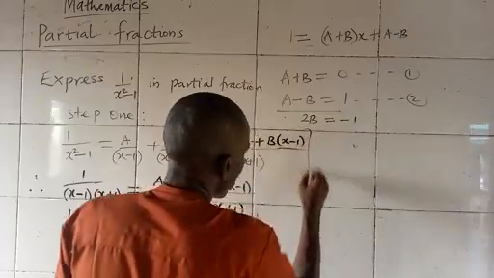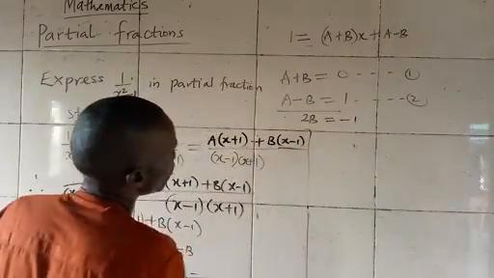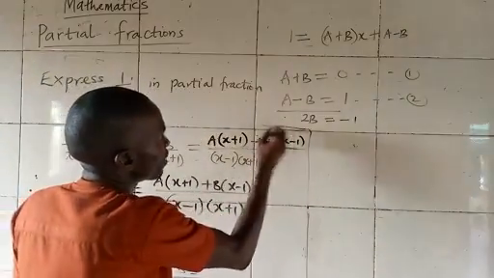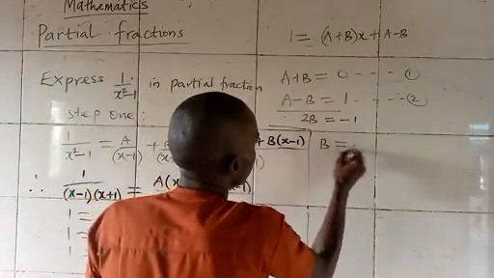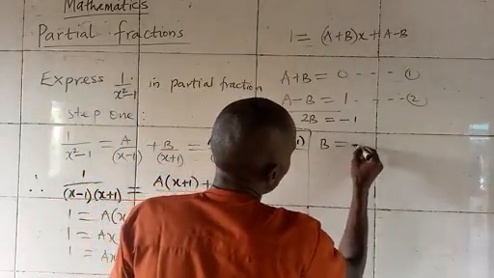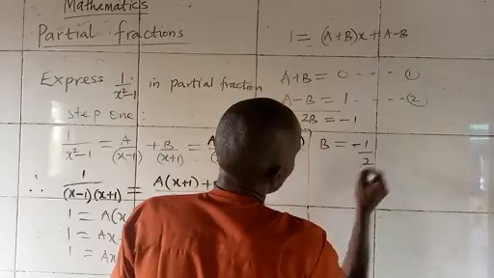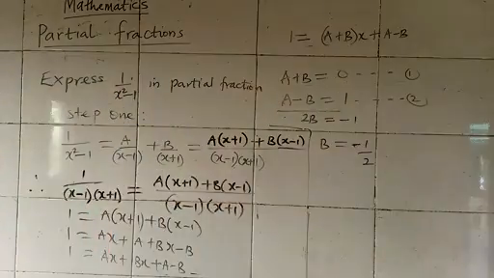Therefore, now what can we do there? It means that in that case, I can find my b. Divide both sides by 2. I will now have minus 1 over 2. Therefore, I have found my b.